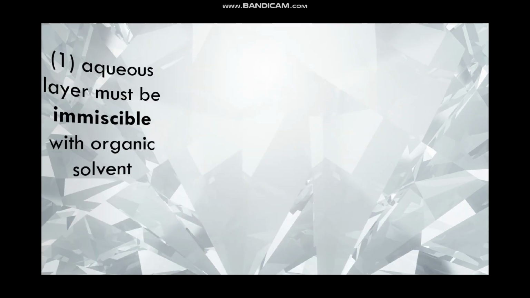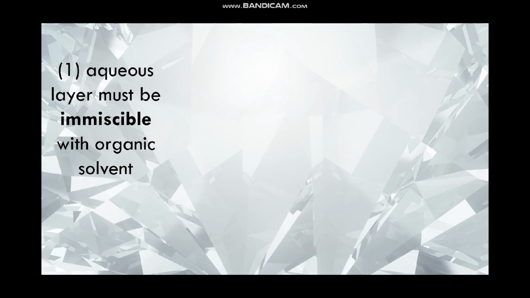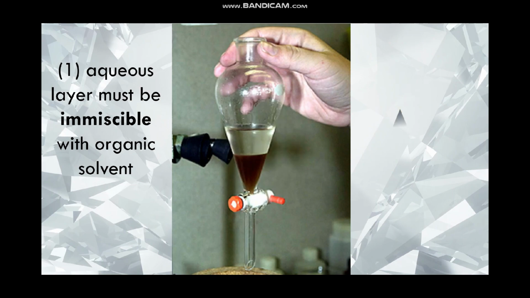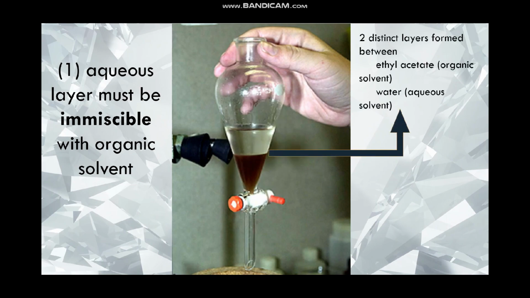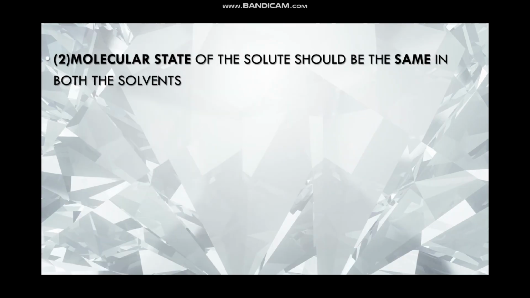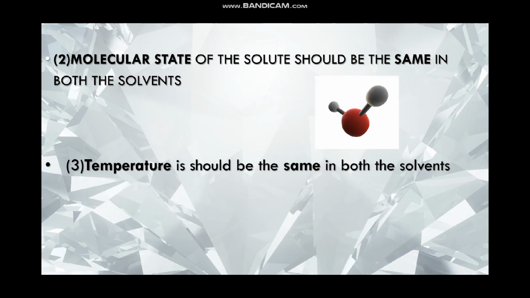This can be summarized into three main core topics. The first one is the aqueous layer must be immiscible with the organic solvent. This is seen in the given example. The two distinct layers formed are ethyl acetate and water, ethyl acetate being the organic solvent and water being the aqueous solvent. The second main principle is the molecular state of the solid should be the same in both of the solvents, and the third one is temperature should be the same in both of the solvents.